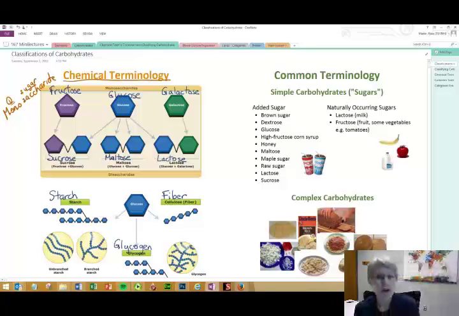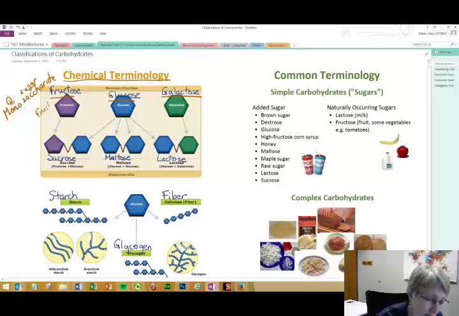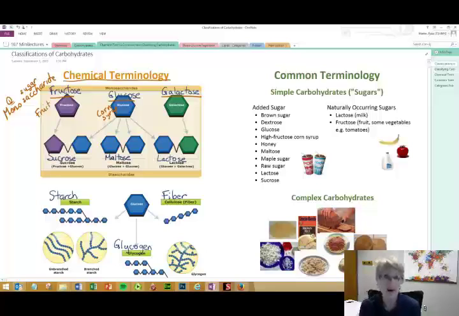There are three common monosaccharides. There's fructose, there's glucose, and there's galactose. Fructose would be commonly found in fruit. Glucose is also found in fruits and some vegetables, but probably the cleanest example of where you get glucose is corn syrup. Corn syrup is composed naturally of 100% glucose. Galactose is not commonly found in food by itself.